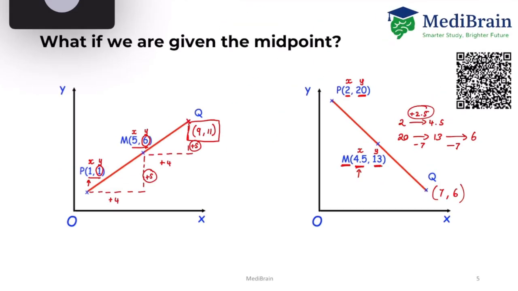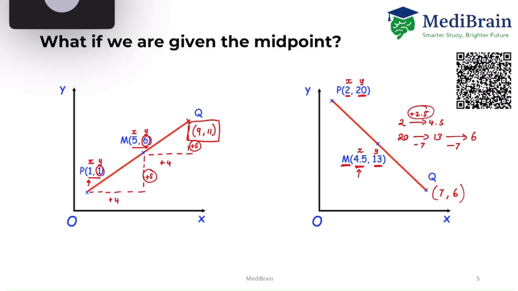Okay, so those were two examples. If you have any questions, let me know in the Q&A, but I'm going to give you guys one example to have a go at yourself. So just remember, you're comparing the x coordinates, and what you do to get from the x coordinate to the midpoint x coordinate, you do the same to get from the midpoint coordinate to the Q coordinate.